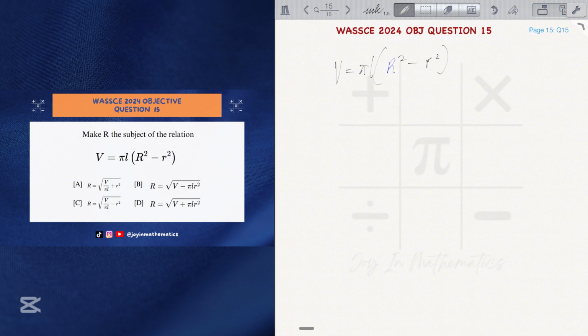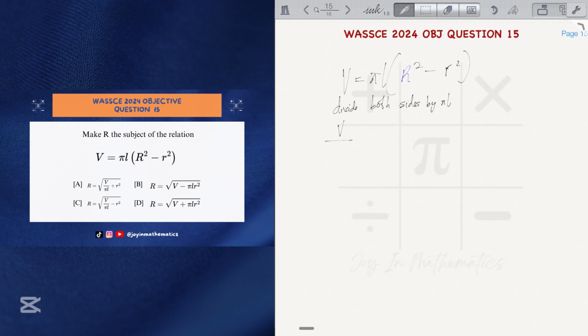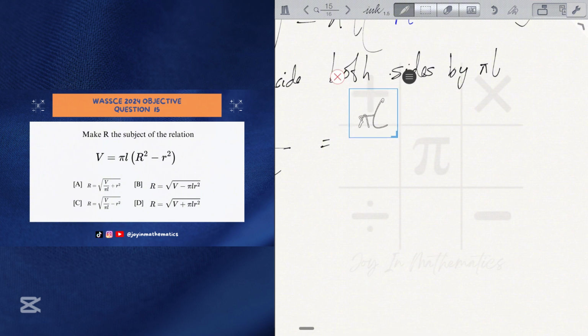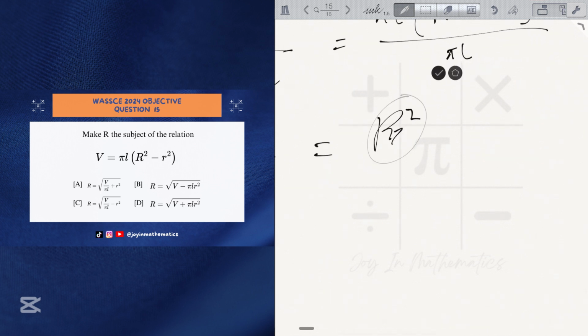So the first thing we'll do is to divide both sides by pi L. Let's write it as we're saying it. Divide both sides by pi L. So therefore we are saying V divided by pi L is equals to pi L into R squared minus r squared divided by pi L. So in essence, we are saying V divided by pi L is equals to big R squared minus small r squared.